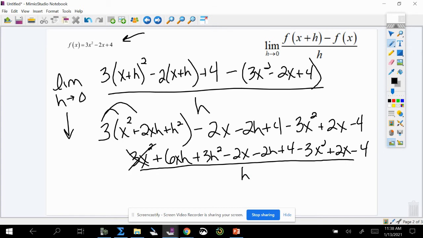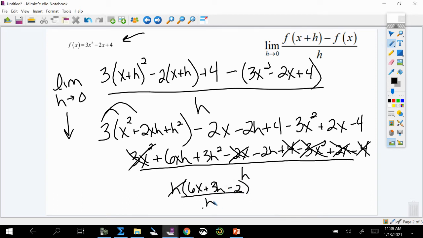My 3x squared and negative 3x squared cancel. My 2x and negative 2x cancel. The 4 and the negative 4 cancel. So we got a lot of things that cancel, which should happen. The other thing you'll notice is everything in the numerator has an h now. So if we pull an h out, we're left with 6x plus 3h minus 2 over h. That will allow us to cancel an h.